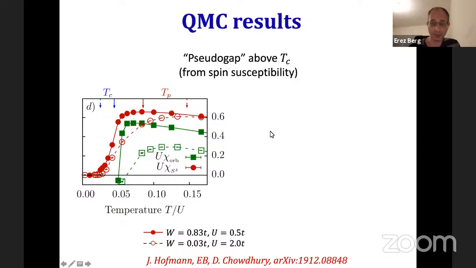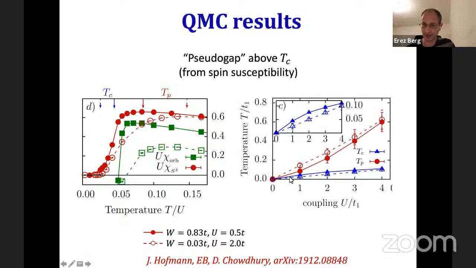pseudogap-like regime. And what's shown here in green is the orbital susceptibility. This is, if you like, the onset of diamagnetic response, where this thing dives and crosses 0 is where diamagnetism onsets. And again, in the flat band regime, you see that happens quite a bit above Tc. This is a sign, again, of fluctuating superconductivity that starts before you actually get to Tc.